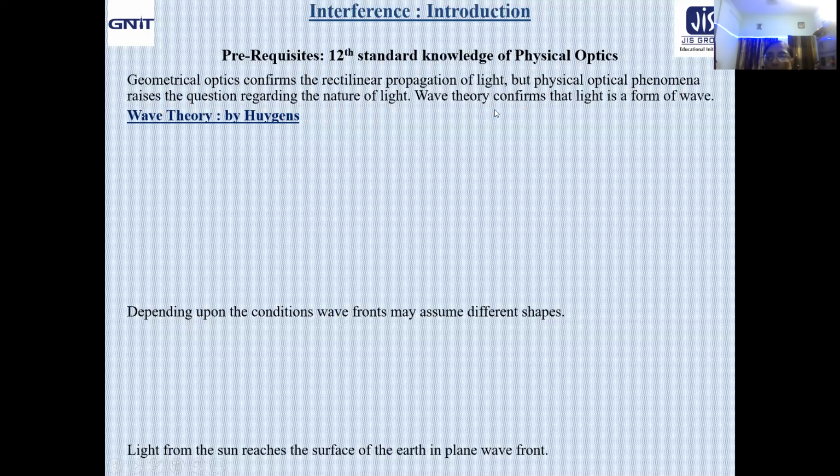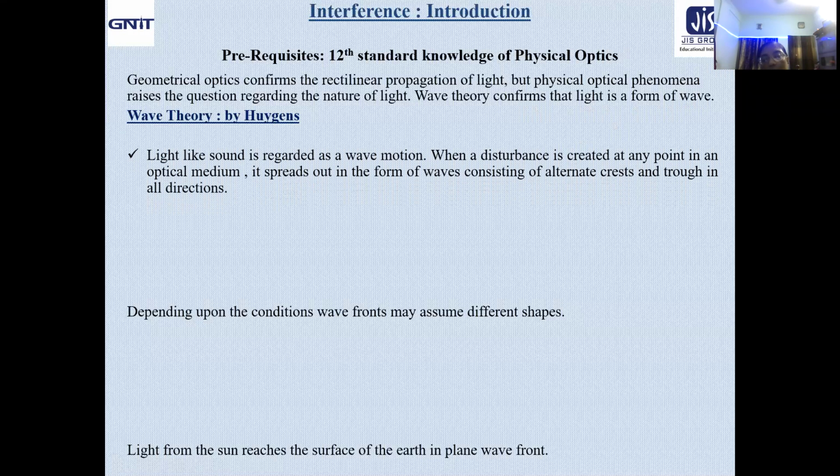It was the wave theory which confirms that light is a form of wave. Naturally, our next fact to know is what about wave theory. You students are to some extent familiar with wave theory. It was given maximally by Huygens. His contribution is maximum there, though along with Huygens, Young and Fresnel also contributed. But since the contribution of Huygens is maximum, it is in general termed as Huygens wave theory.